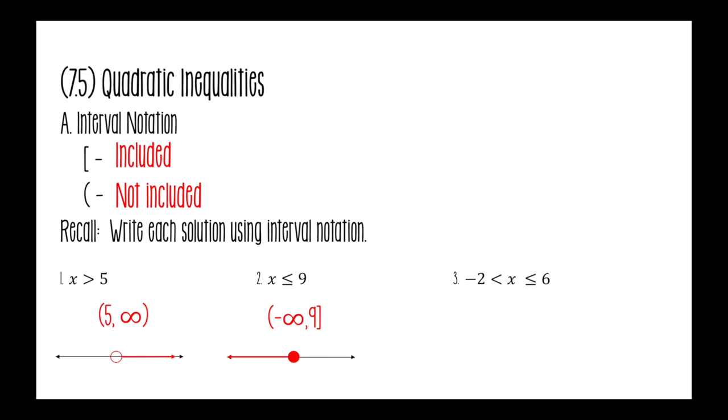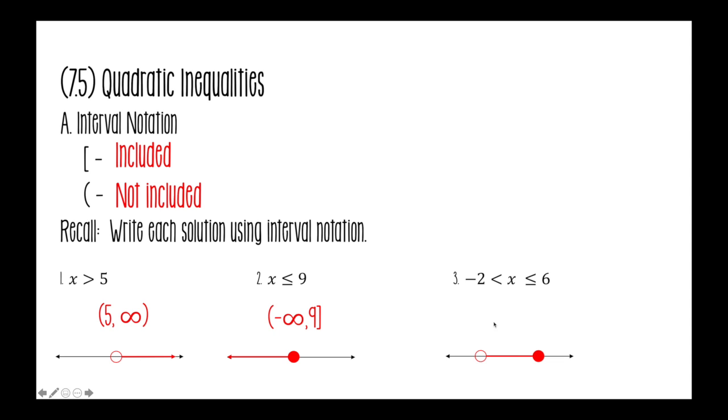And then finally for number 3, here I have 2 values that I have to place. At -2, this one is not going to be filled in. It does not have the equal sign. And at 6, it would be a filled in circle. Then from there, the part that's going to be shaded, or the line that we're going to connect, would be between these two, because we're saying that x is greater than -2, and it's smaller than 6. So it's going to give me this space in between here.